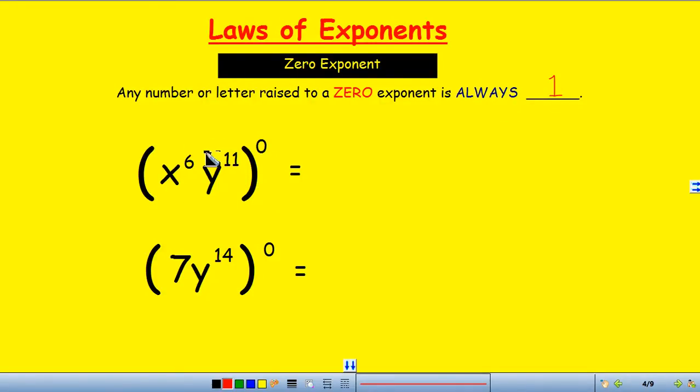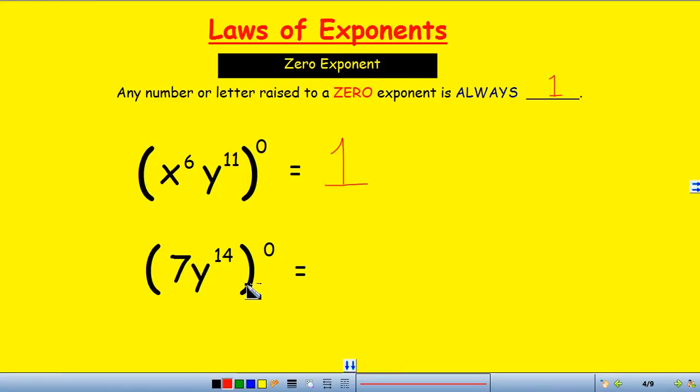So let's look at this example. We have x to the 6th power times y to the power of 11, but all of this is raised to a power of 0. And since we know that our law of exponents for zero exponent says any number or letter raised to a zero exponent is always 1, our answer is 1.